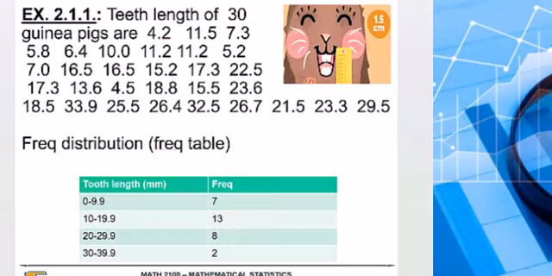So let's look at an example about the teeth length of 30 guinea pigs. This is real data where people did an experiment, trying different kinds of toothpaste on the guinea pigs, and after a couple of weeks, they measured their teeth length in millimeters. So here we have 30 guinea pigs. The teeth lengths are 4.2, 11.5, 7.3, 5.8, and so on, till 29.5.